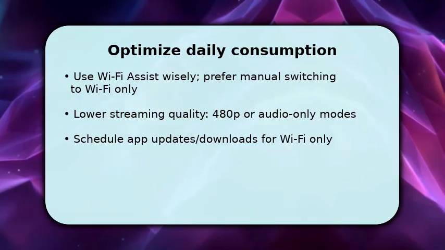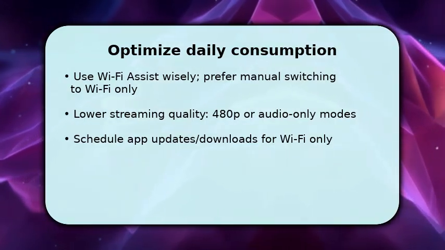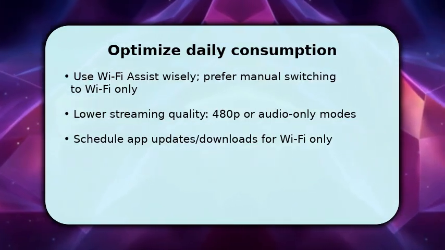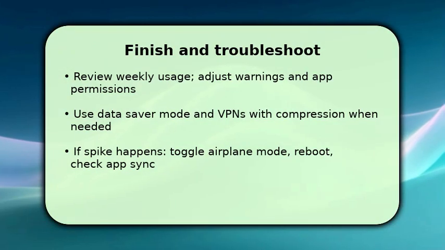Also turn off Wi-Fi assist or smart network switching unless you need it. Automatic switching can burn mobile data. Finally, review heavy apps. To complete the process, you'll validate and lock in savings.